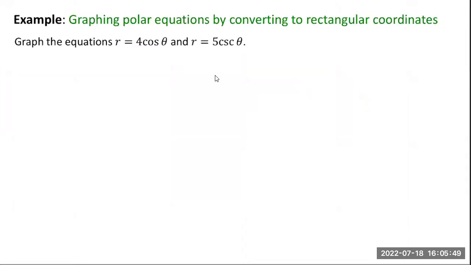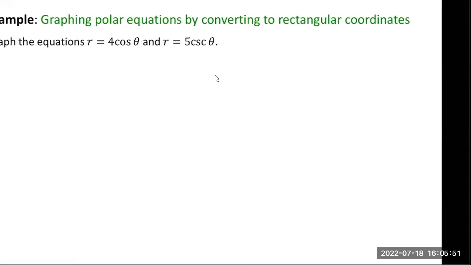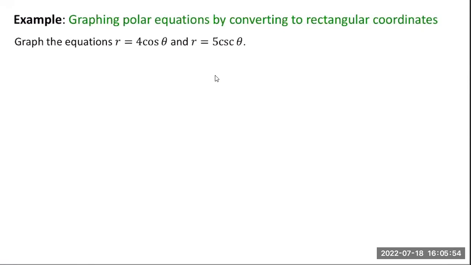To understand this theorem, let's go over an example. Here is the example: graph the equations r is equal to 4 cosine theta and r is equal to 5 cosecant theta. First let's deal with the first part, a. R is equal to 4 cosine theta. How do we draw the graph of this equation? To graph this equation, I'm going to find the Cartesian equation.